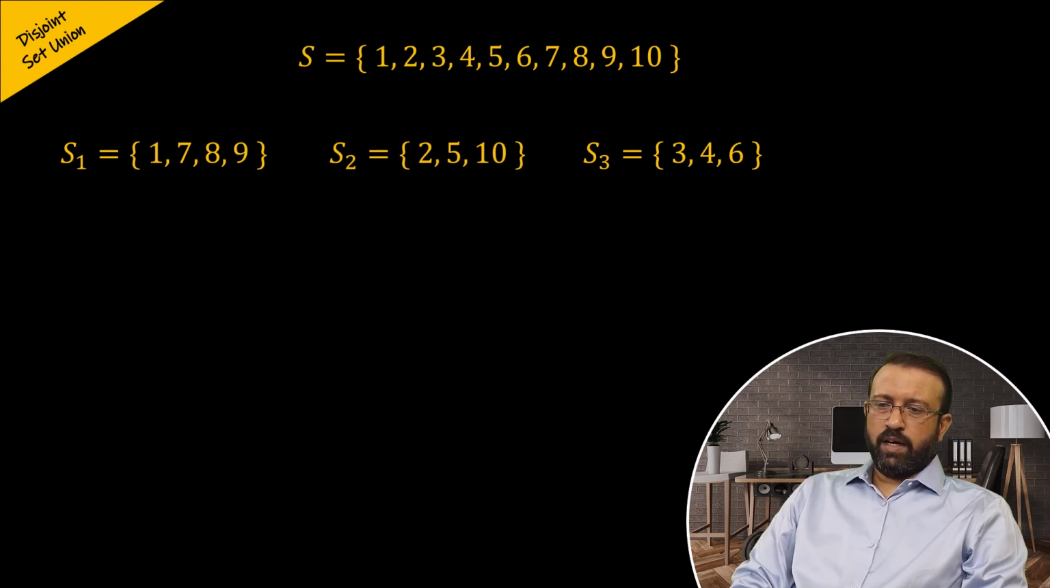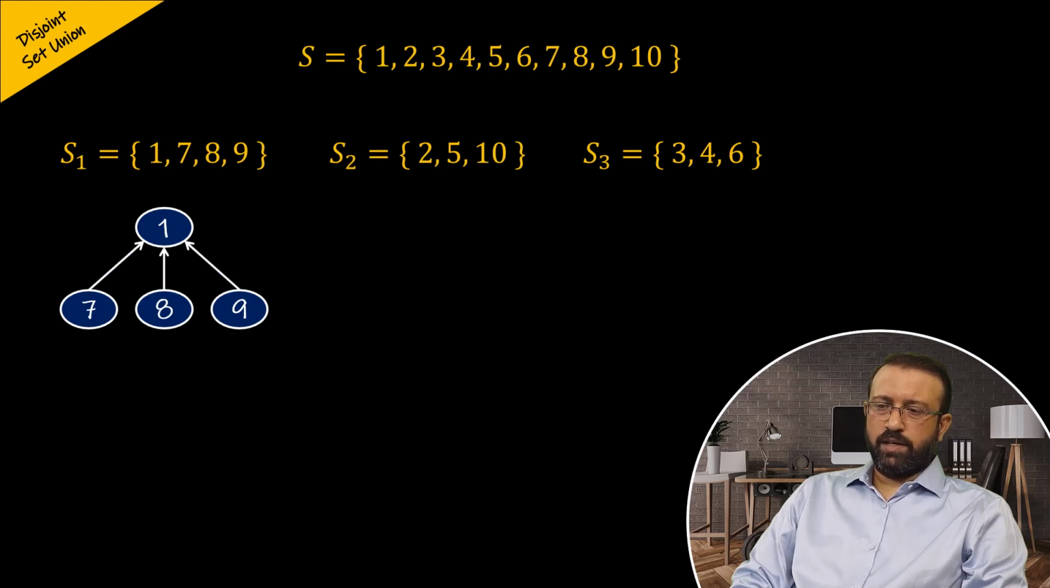Now let us look at how disjoint sets are graphically represented. Each disjoint set is represented as a tree. One possible representation of disjoint set S1 is to have element 1 as the root and all the other elements, that is element 7, element 8, and element 9, as its children.